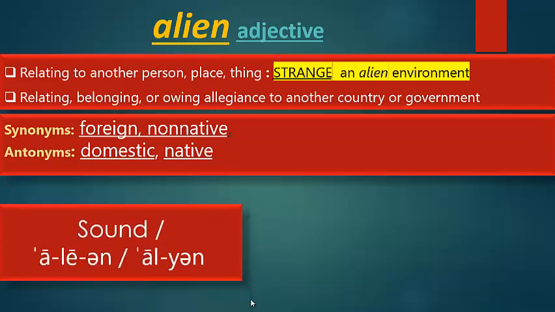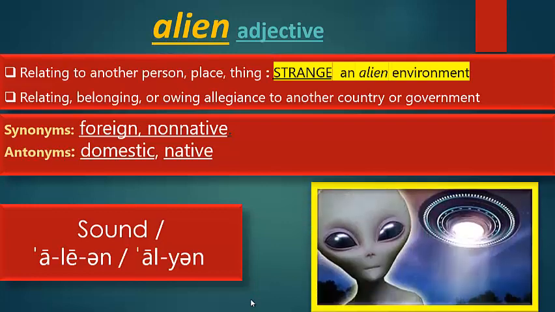Sound: alien, alien. This is the real alien according to science fiction movies. He is a creature coming from another planet, not from the Earth. He doesn't belong to the Earth. This is the literal meaning, but according to the context clues, alien means a strange and unfamiliar person or idea.